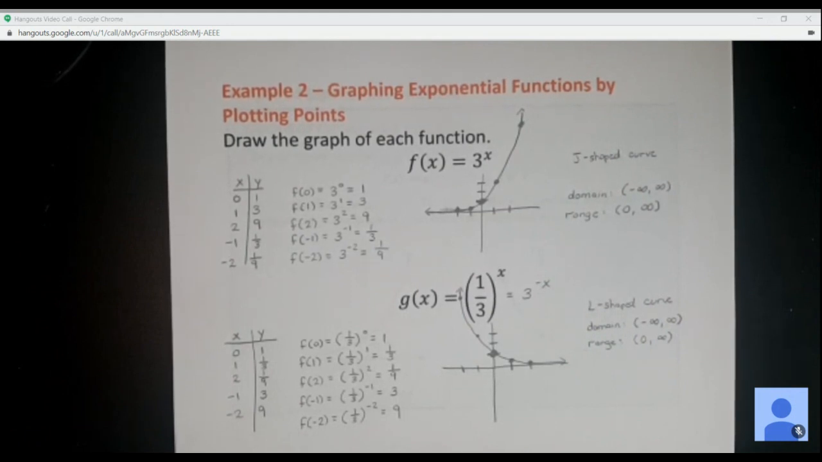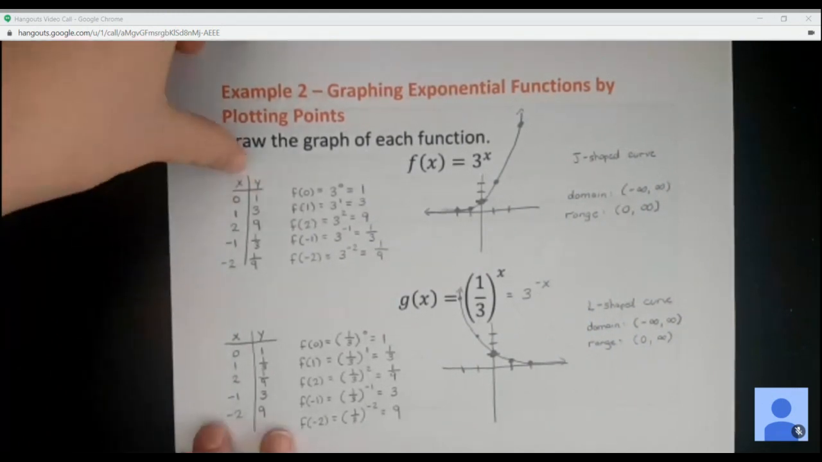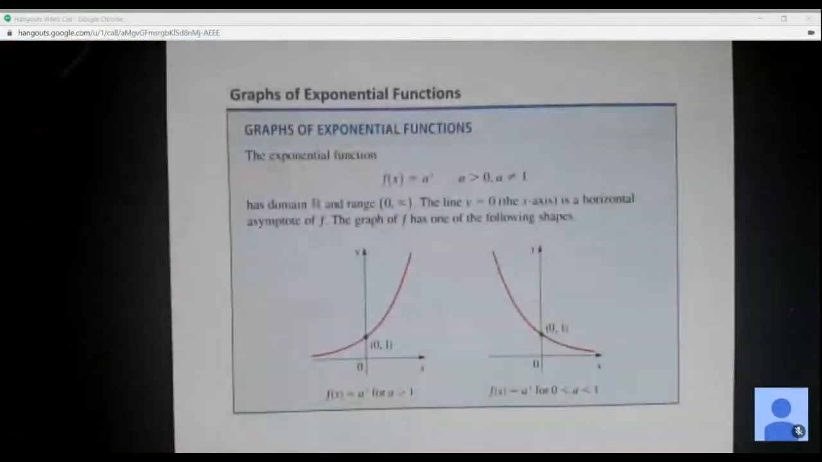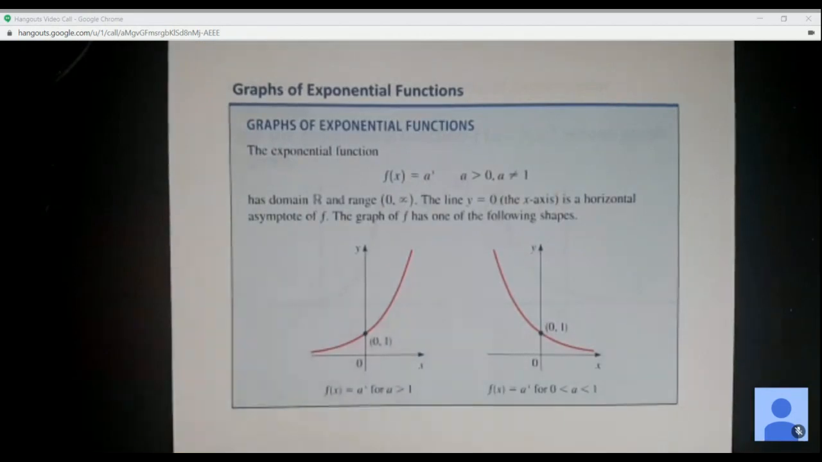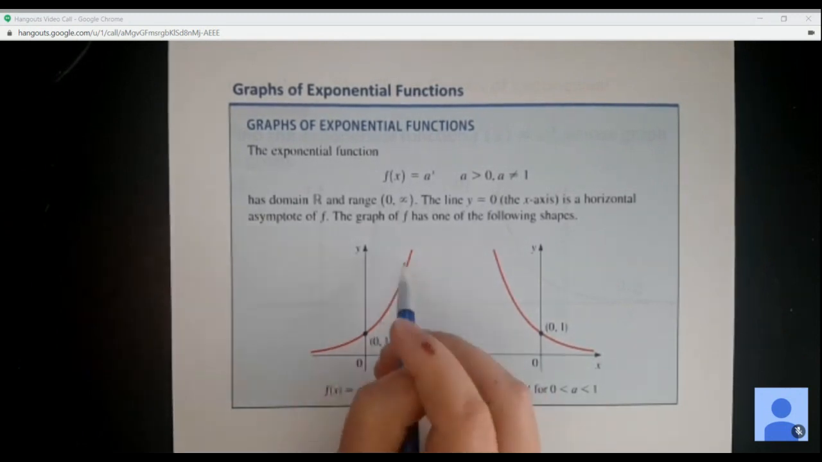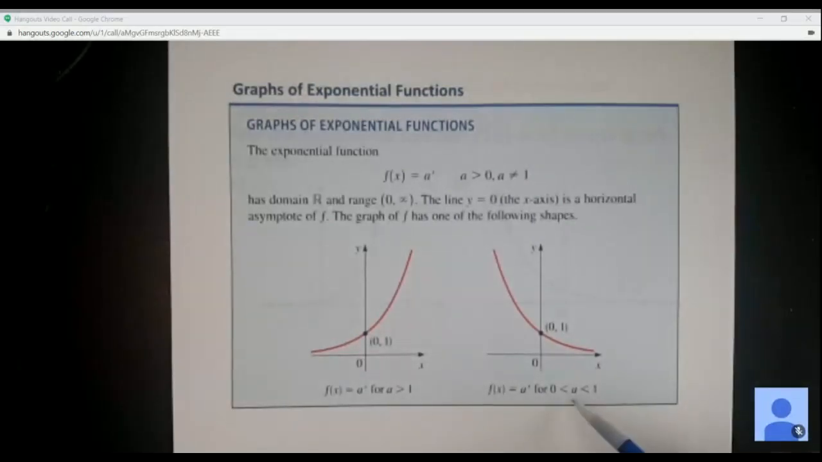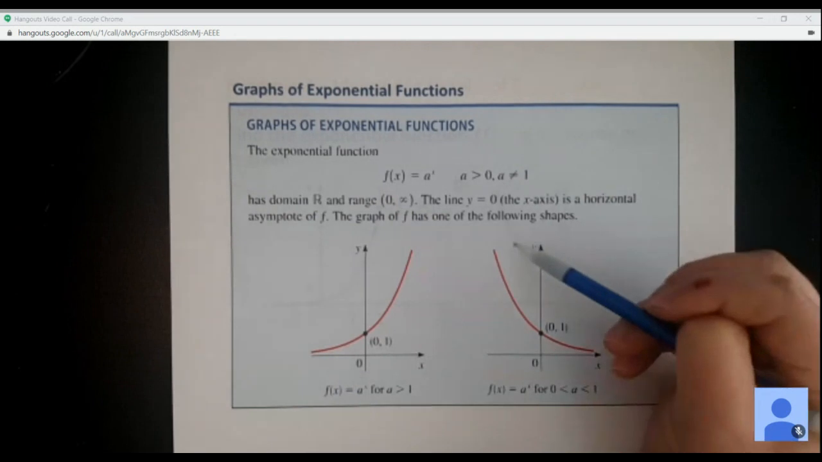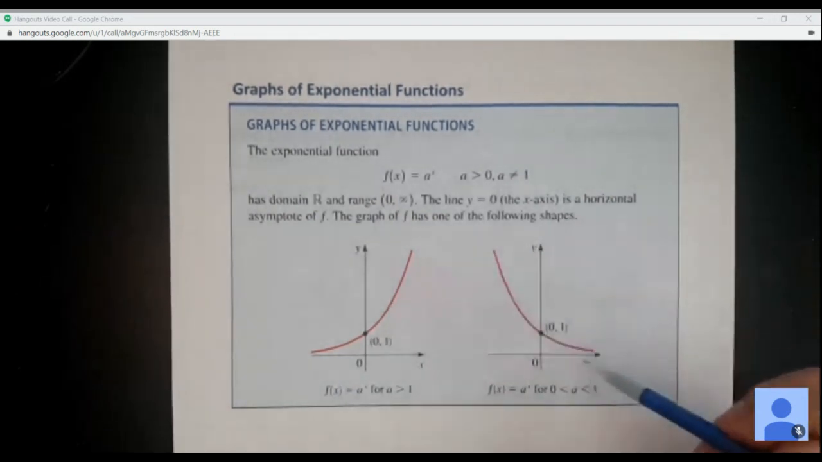Now, the next slide just kind of puts all this together and explains why it's important that we recognize what the base is and what the graphs are going to look like. If we have our exponential function, a to the x, anytime that a value is greater than 1, we're going to have this J-shaped curve that we have right here. If we have an a value that's a fraction or decimal between 0 and 1, that's when we're going to end up with that L-shaped curve instead.